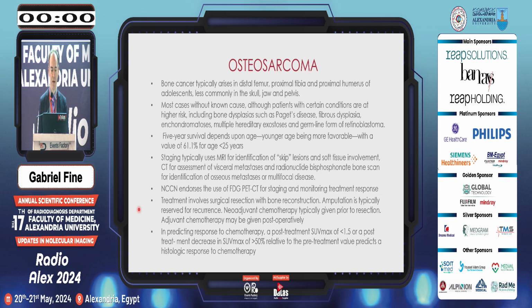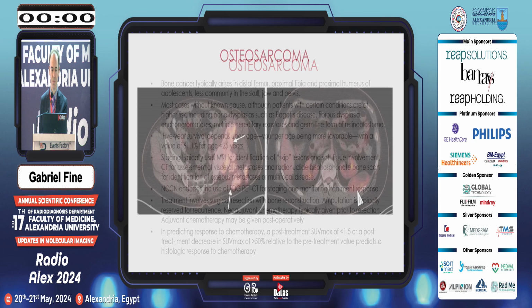Treatment, if possible, involves surgical resection with bone reconstruction, amputation if the patient recurs, and neoadjuvant chemotherapy typically prior to resection. We can use FDG PET-CT for predicting response to chemotherapy: a post-treatment SUV max of less than 1.5, or a post-treatment decrease in SUV max of greater than 50% relative to the pre-treatment value, predicts a histological response to chemotherapy.